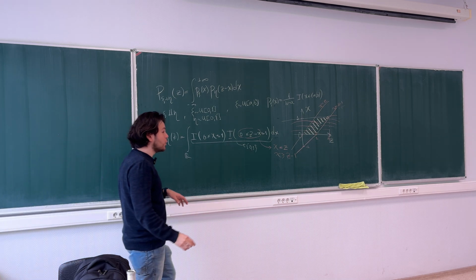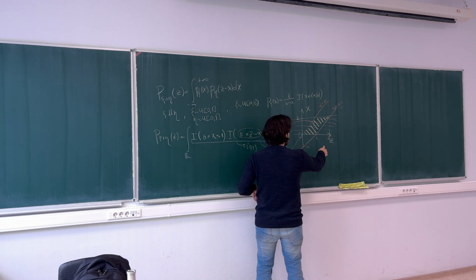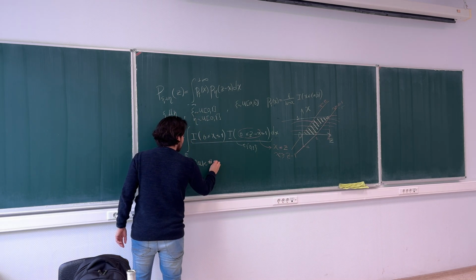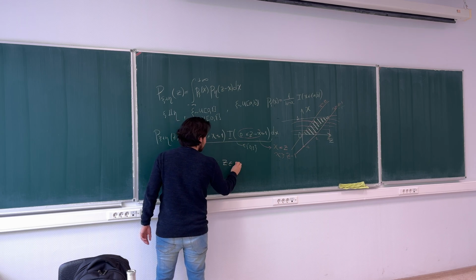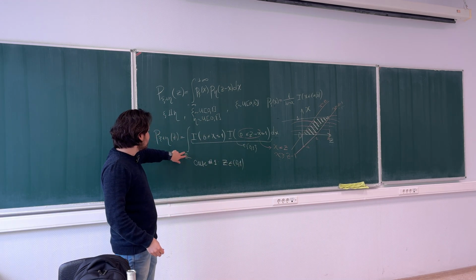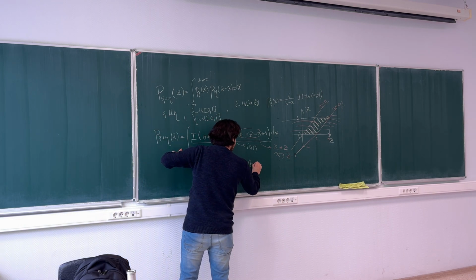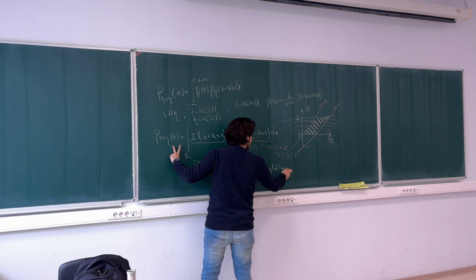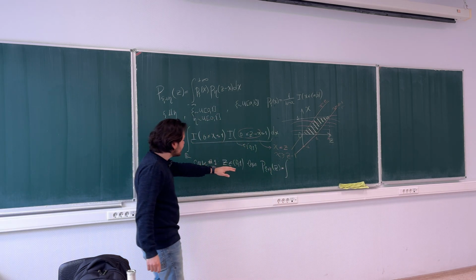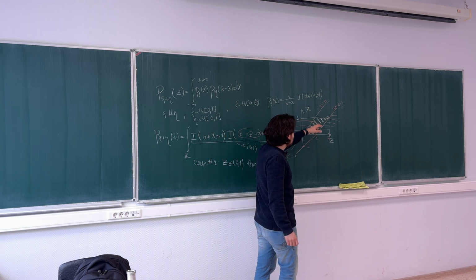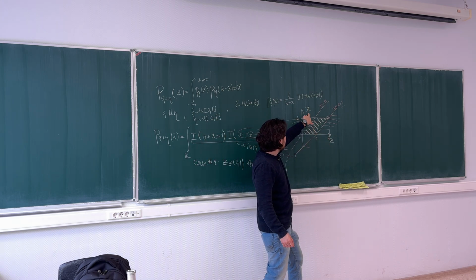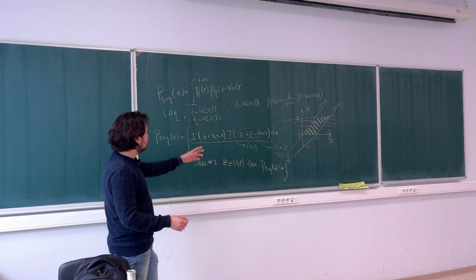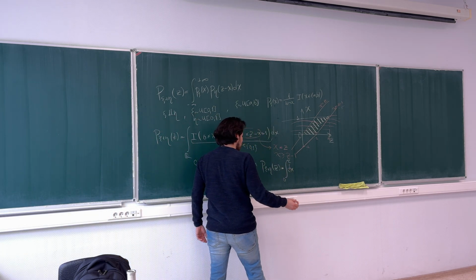So I will have how many cases? Look, I will have 2 cases in total. The first case is when z is from 0 to 1. So case number 1: if z is in the interval 0 to 1, then the density at the point z would be equal to the integral. Now if z is from 0 to 1, then x is from 0 to z. So the integral from 0 to z of dx. So this is just z.